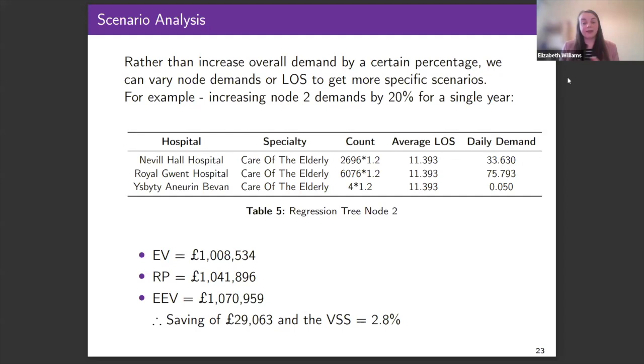So in this example here, we increased the same node by 20% and left the remaining 29 nodes the same. And what we found was that actually our saving increases, and we had a cost saving of around 2.8%, again showing the benefit of using the stochastic model in the first place.